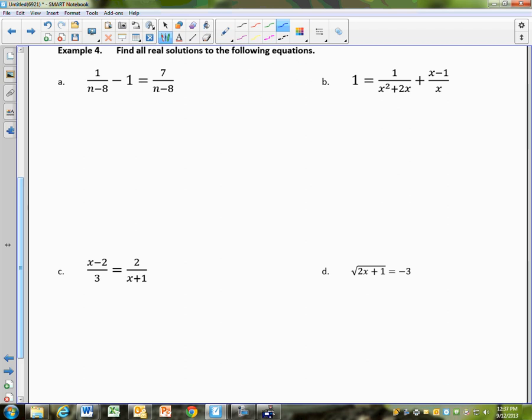8. So I'm going to write down n cannot be 8. Why can't it be 8? 0 in the denominator is an undefined value. We do not know anything divided by 0. Even 0 divided by 0, we do not know.